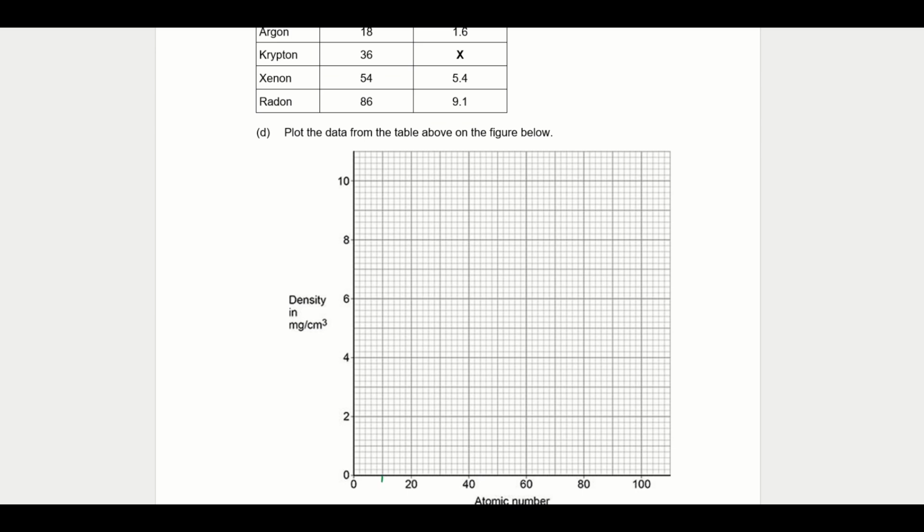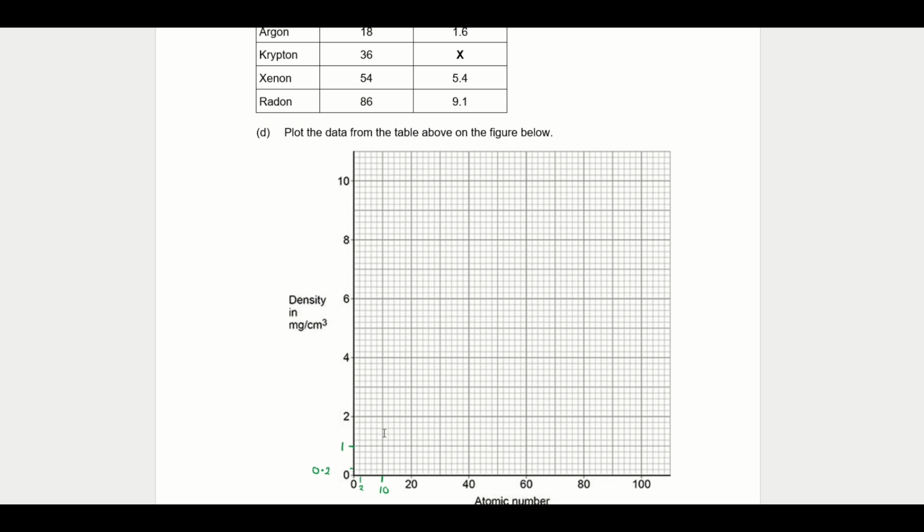Now we know on the bottom that one big square is 10, so each of these little squares is going to be equivalent to 2. Okay, and then up the side it's clear that a big square is going to be equal to 1, so each little square is going to be equivalent to 0.2. So just keep that in your mind whenever you're plotting throughout the whole of this process.